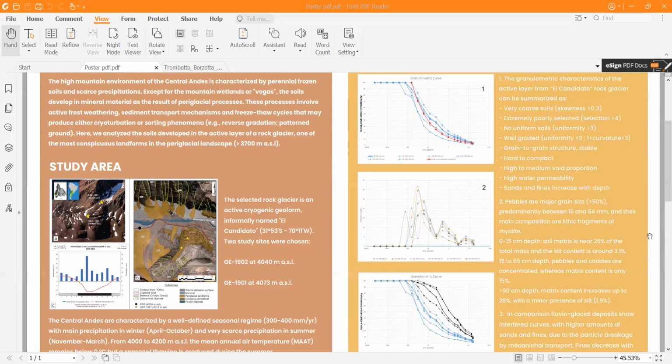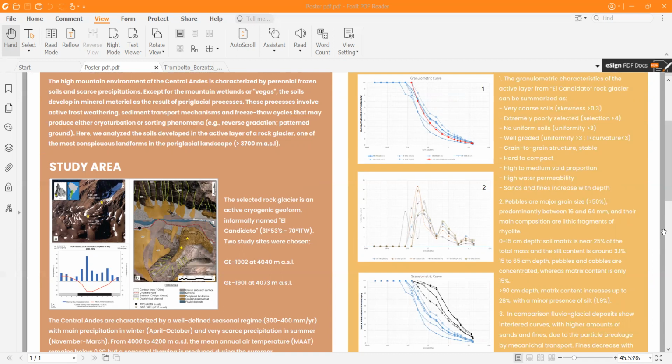We call our geoform El Candidato, at 31°53' south and 70°11' west, at more than 4,040 meters above sea level. We made pits for observation in the active layer of the rock glacier. The active layer is a layer subject to annual thawing and freezing in areas underlain by permafrost. We describe soil textures according to the Canadian system of soil classification.